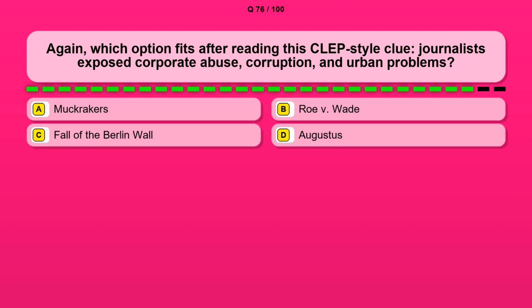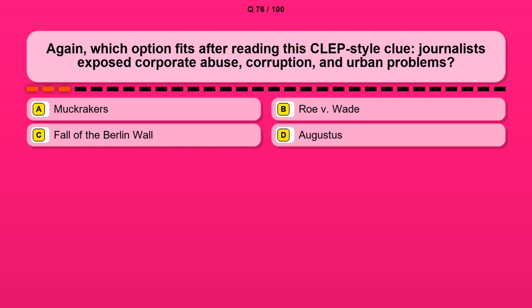Question 76. Again, which option fits after reading this CLEP-style clue? Journalists exposed corporate abuse, corruption, and urban problems. Option A, muckrakers. Option B, Roe v. Wade. Option C, Fall of the Berlin Wall. Option D, Augustus.